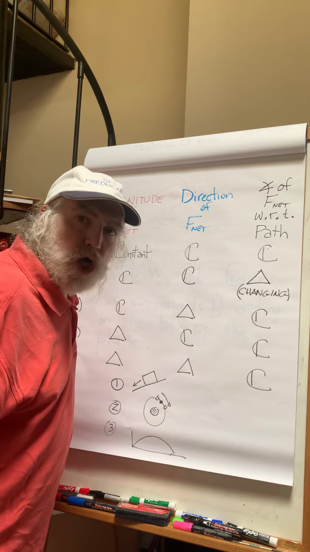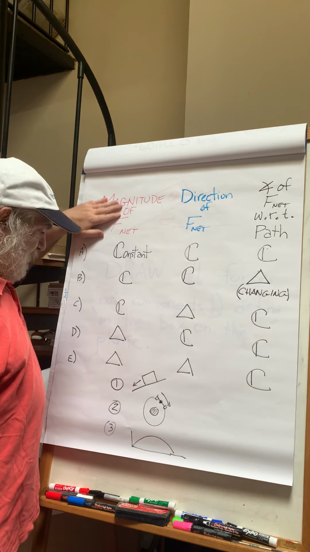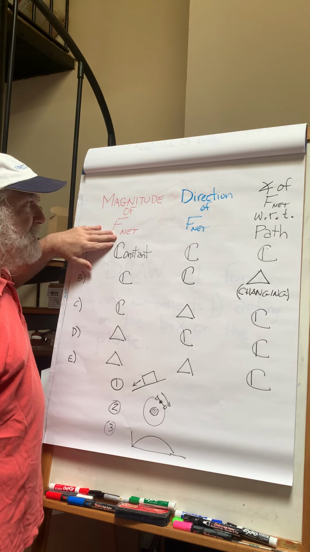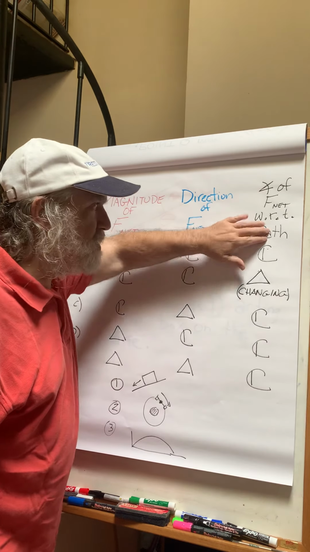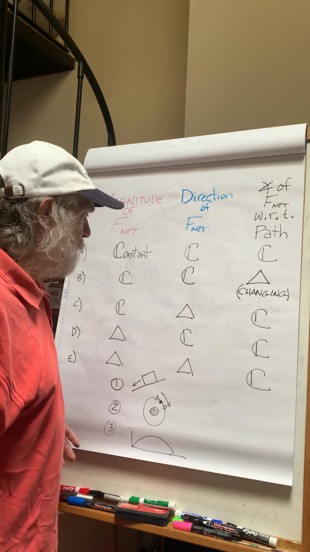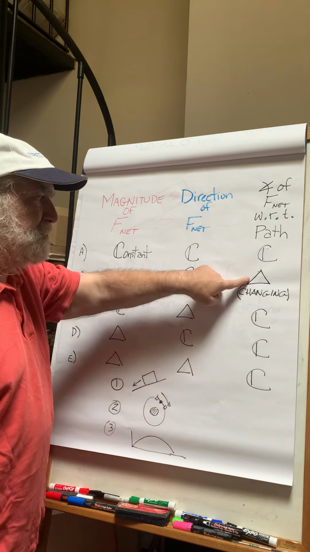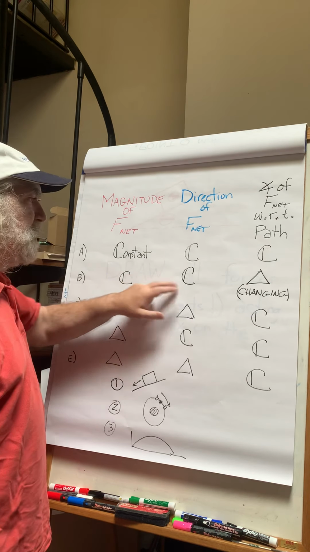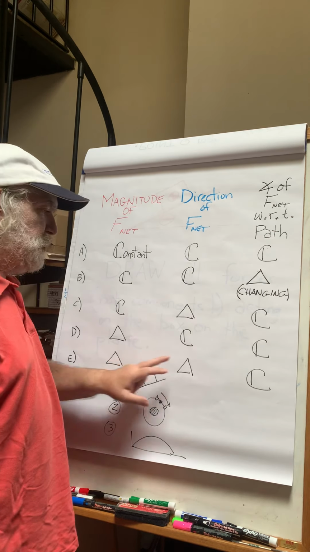This one you're going to want to pause and look at for a moment when you try it. I've made a list of 5 things here: the magnitude of F net, the direction of F net, and the angle of the net force with WRT, which means with respect to the path of the object. C means constant, delta means changing. So here we have constant, constant, constant for A, constant, changing, constant for B, changing, constant, constant for C, changing, changing, constant for D, and changing, changing, constant for E.